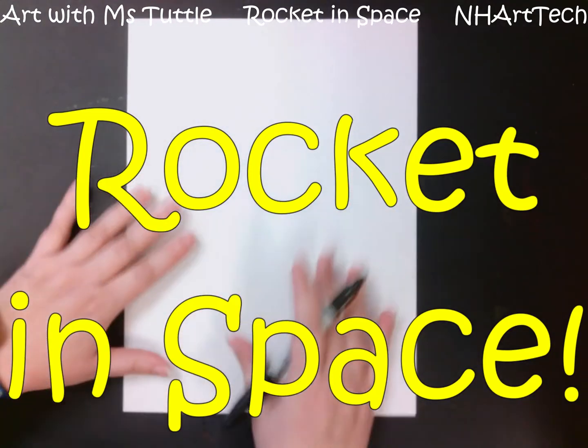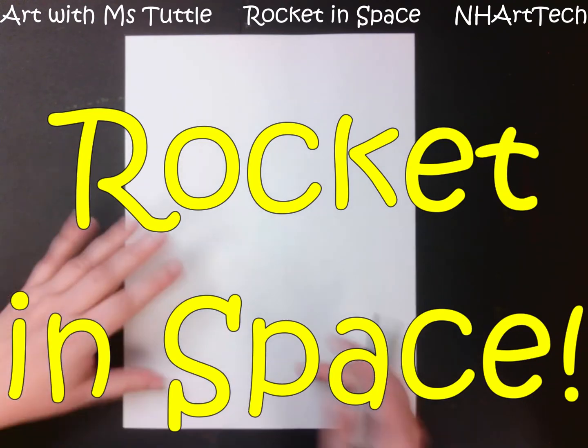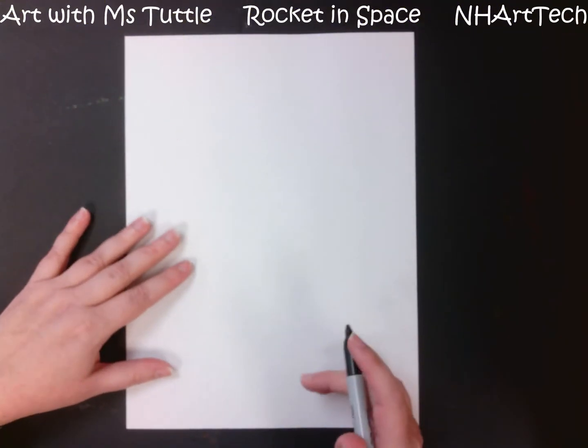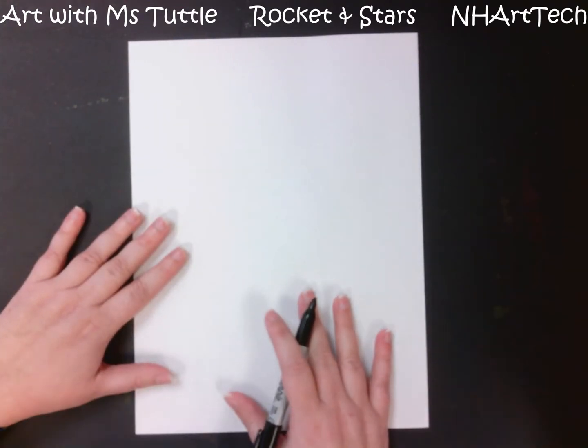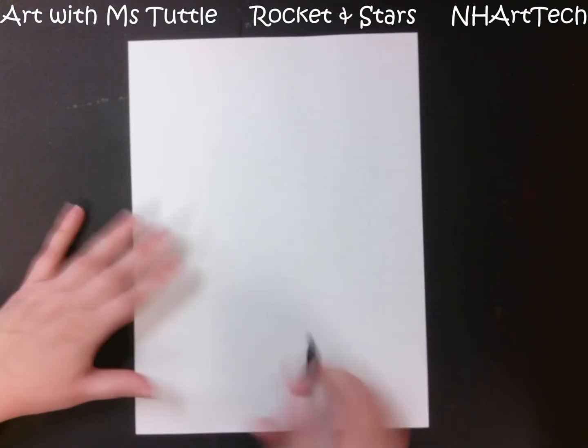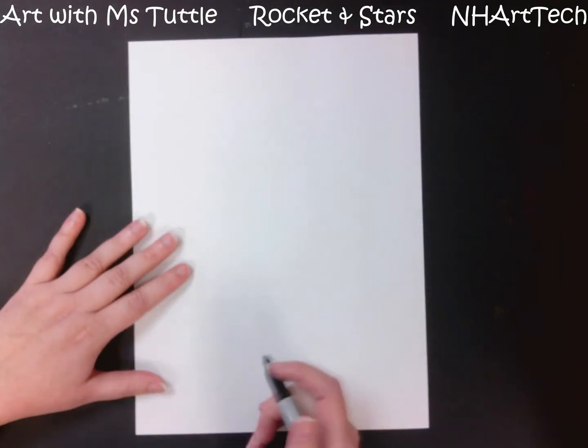Hi everybody! Today we are going to be creating a rocket ship and some stars in outer space. We are going to start right with our rocket ship and we are going to use a rectangle, but we're going to slant that rectangle. We're going to draw it diagonally on our paper.